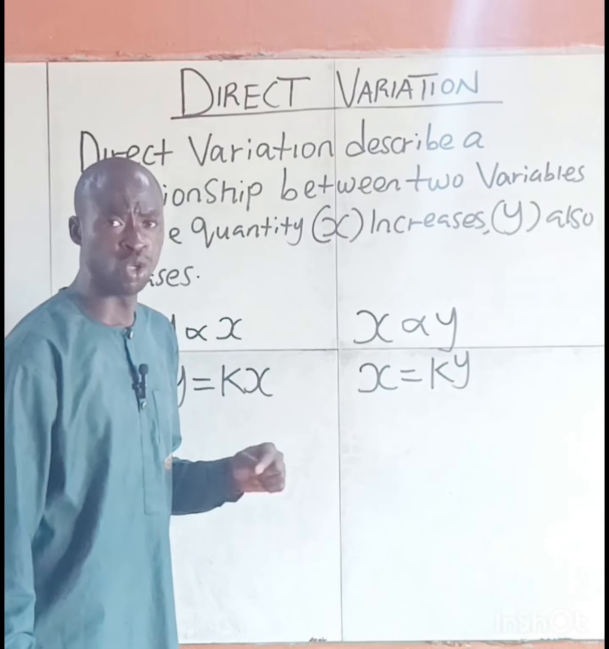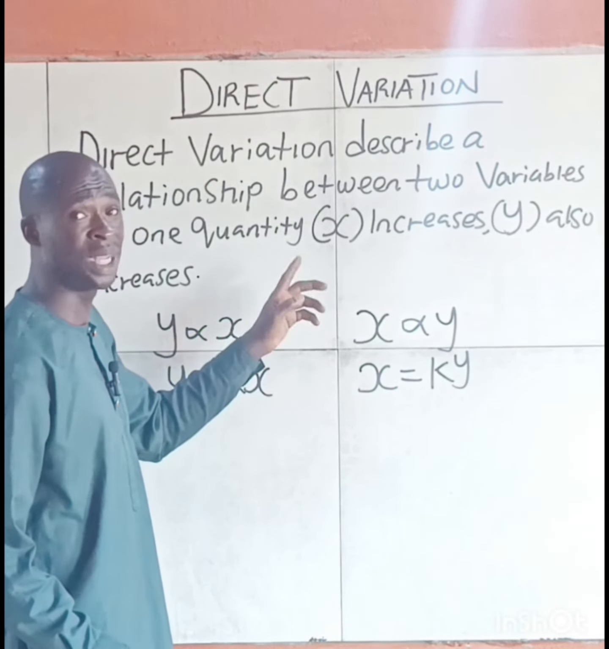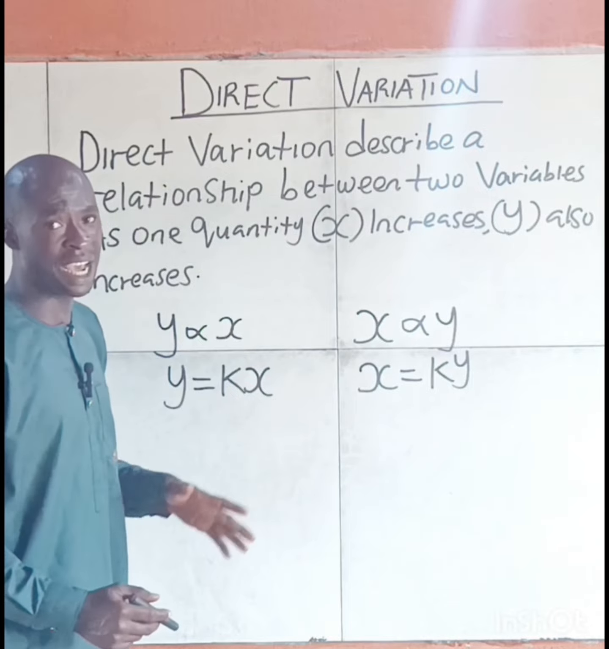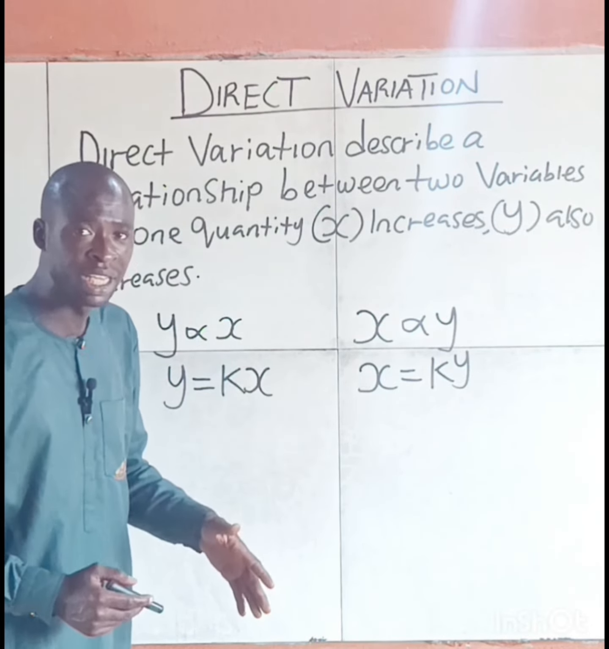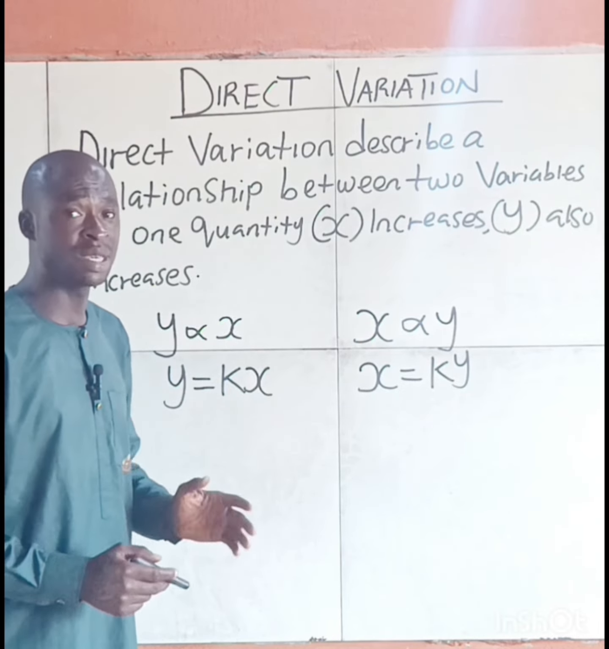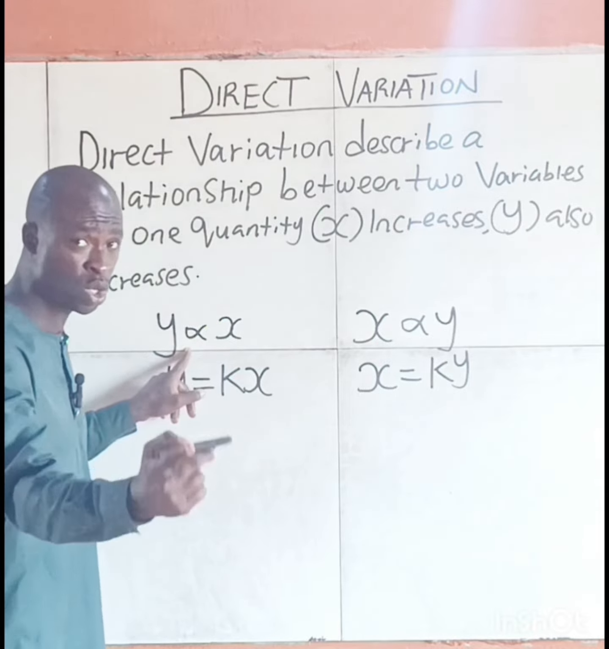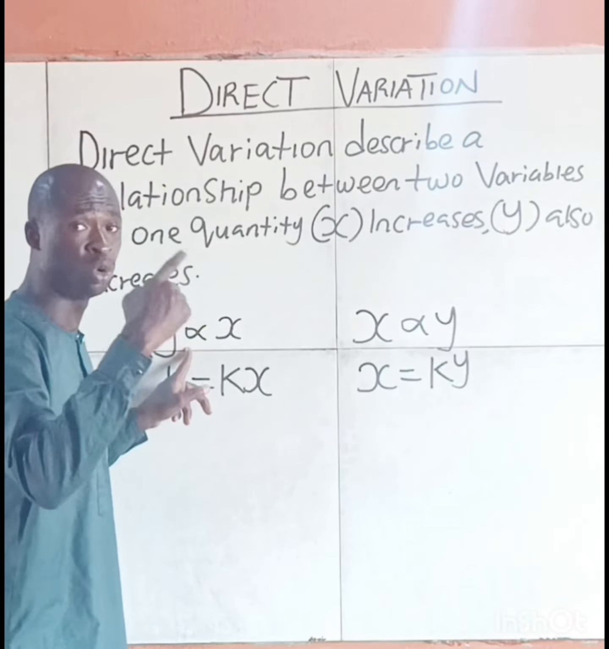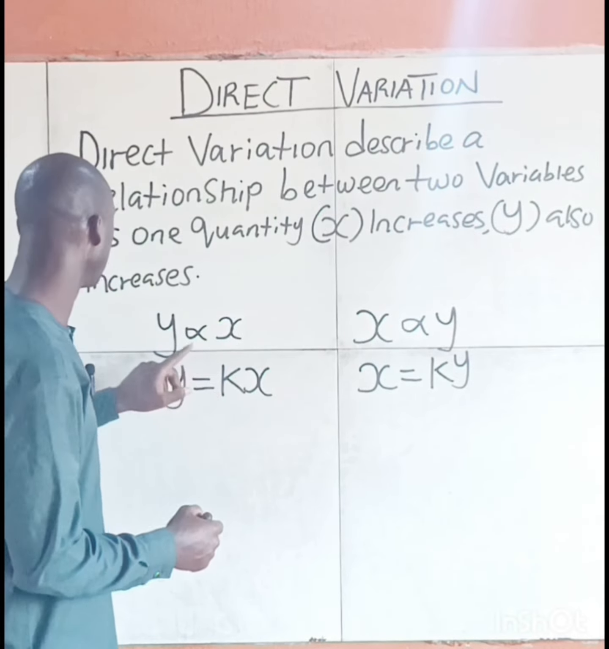the formula you're going to use for your question depends on what you are being asked. If you are being asked questions like y varies directly with x or y varies directly as x, then this is going to be your formula. You're going to follow the question the way they gave you the question. That's how you're also going to bring out your formula.